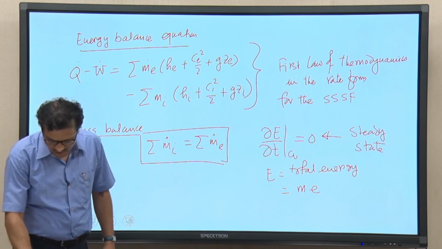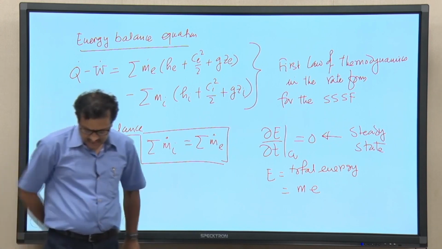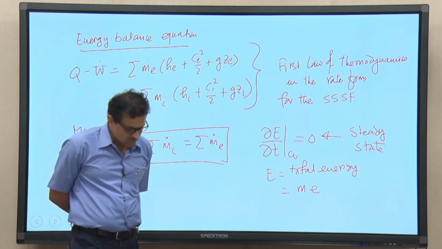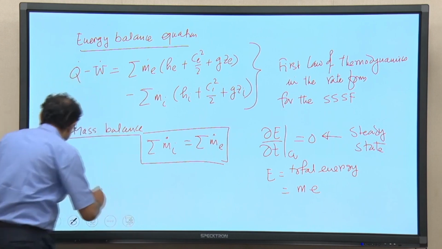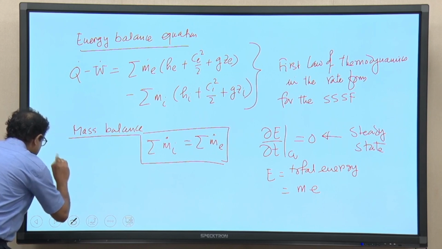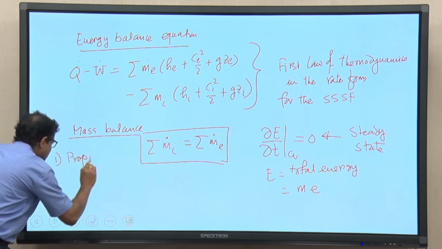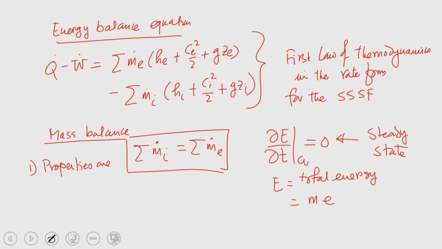So, now what we will be doing is that, to arrive at this equation, we have taken a few assumptions. First one is that properties are not varying over the cross sections through which flow occurs. Number 2, that is steady state, and number 3 is steady flow.